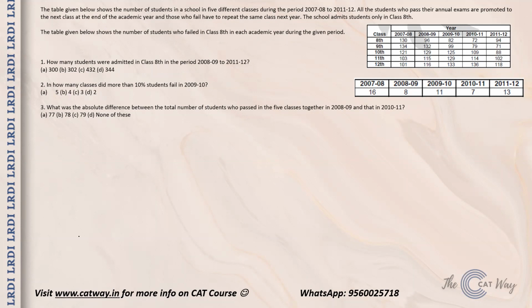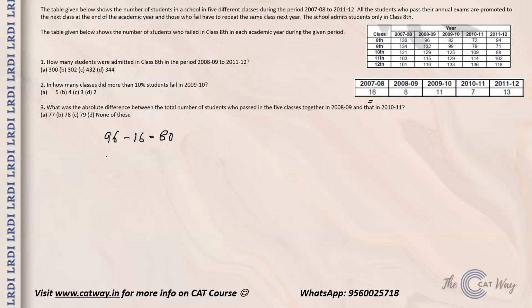All right. Now guys, the first question is: how many students were admitted in class 8 in the period 2008-9 to 11-12? So guys, if you see, in 8-9 class 8 has 96 students. But in 7-8, 16 students have failed. That means out of these 96, 16 students would have been there who were failures and were repeating the class. So the new enrollments were only 80.